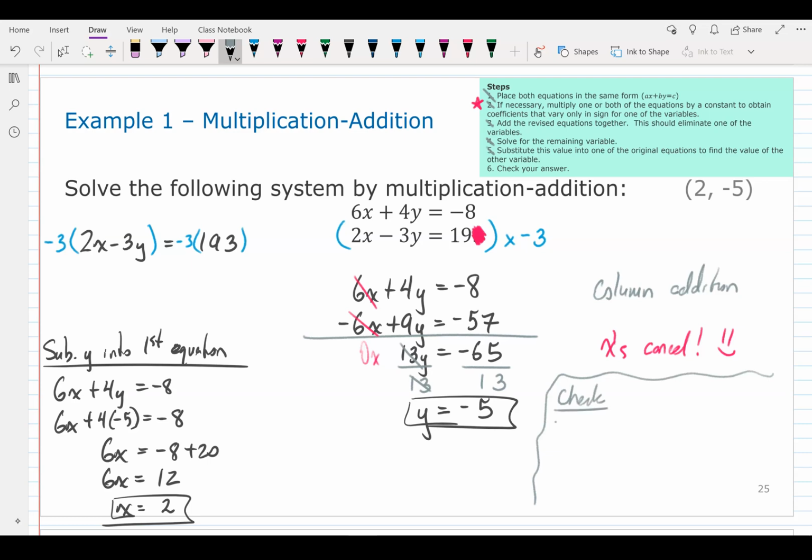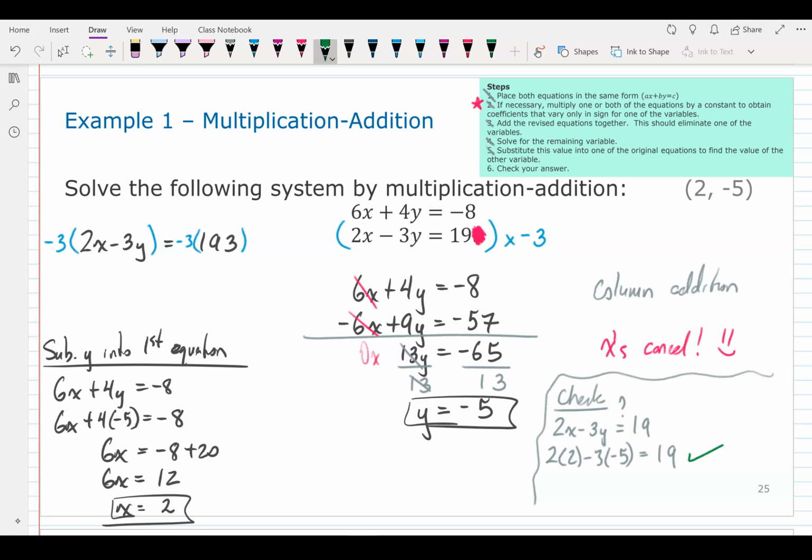I'm going to take the second equation and just check to see that it equals 19. Does it equal 19? 2 times x, 2 times 2, minus 3y is minus 3 times -5. That indeed does equal 19. So it checks out. It's no problem.